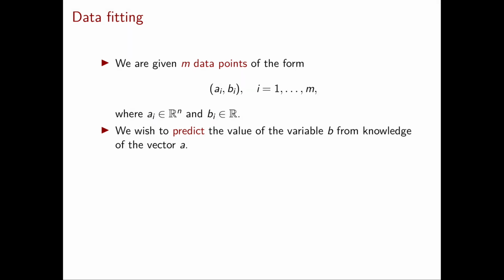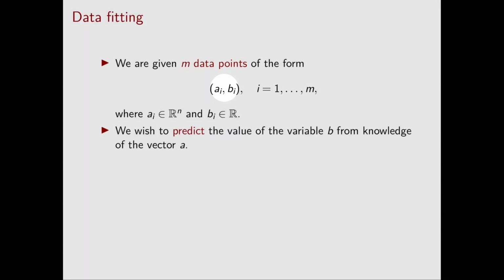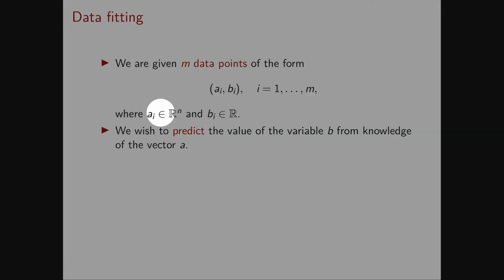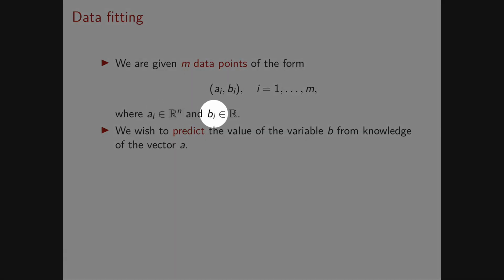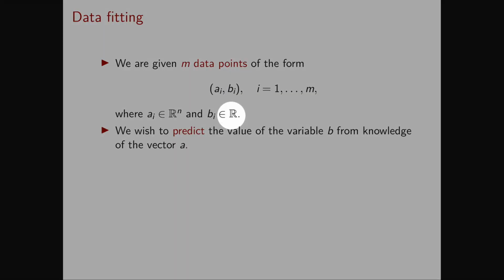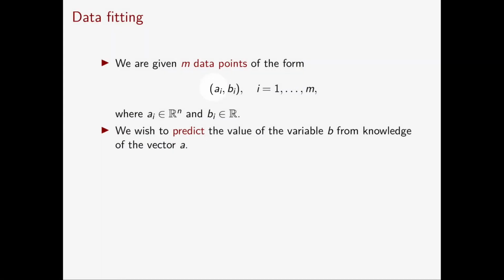We are given m data points. Each one is of the form (ai, bi), where ai is a vector in Rn and bi is just a scalar. We would like to extrapolate from this data a predictive model that is able in the future to predict bi given ai. One way to think about this problem is the following.